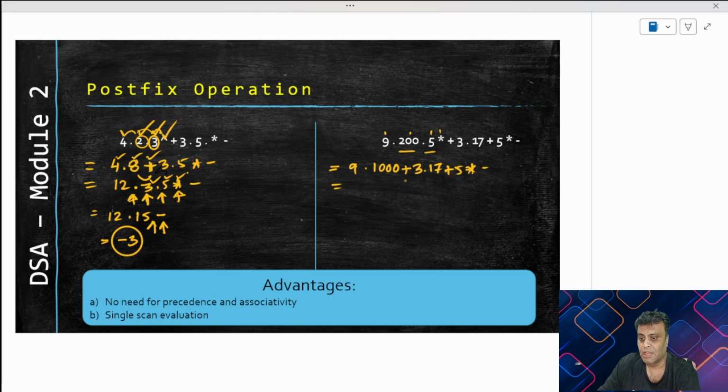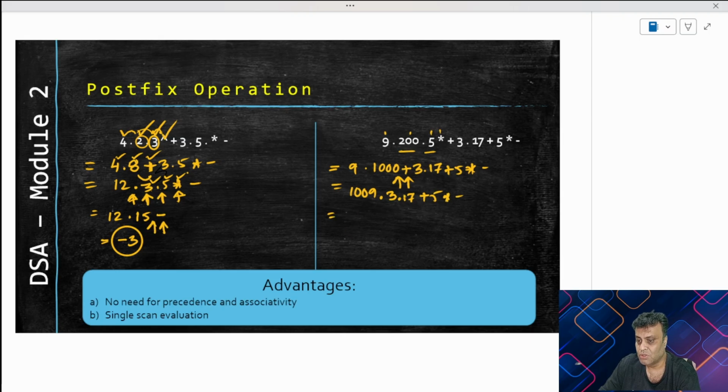And then my pointer was here. I applied till 1000. I get one more operator. As soon as I get it, I will apply it, so it will become 1009. Then I will keep whatever is left, 3 17 + 5 * -.